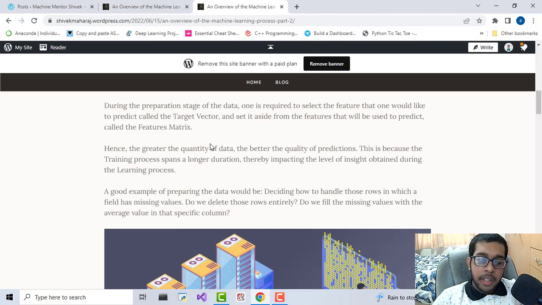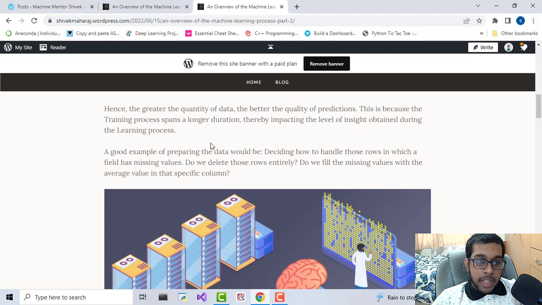That's why it receives the name target vector. And anyway, the feature that we'd like to predict is called the target vector, and we need to set it aside from the features that will be used to predict. And those features that are used to predict are called the features matrix. And you guys realize now again that a matrix is a 2D or more D array.